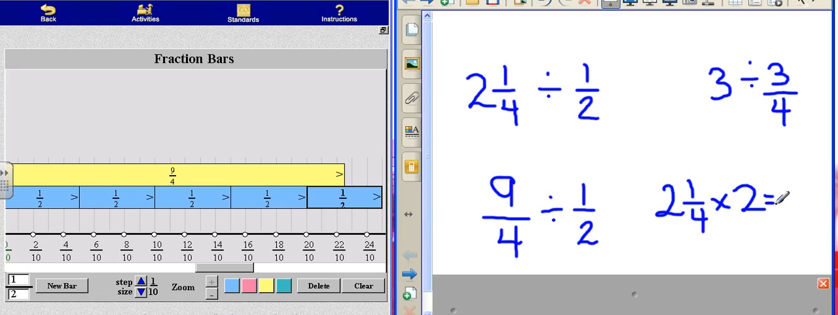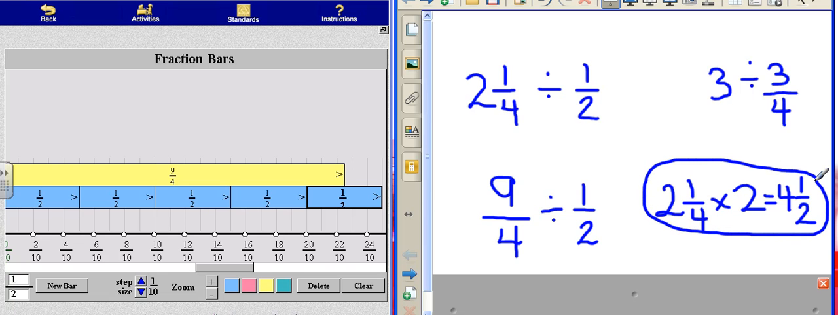And when we do, we multiply the 2 times the 2 and we get a 4. And then we multiply the 2 times the 1/4 and we get 1/2. Exactly the same thing that we showed. So this way of doing it is very to the point and simple.